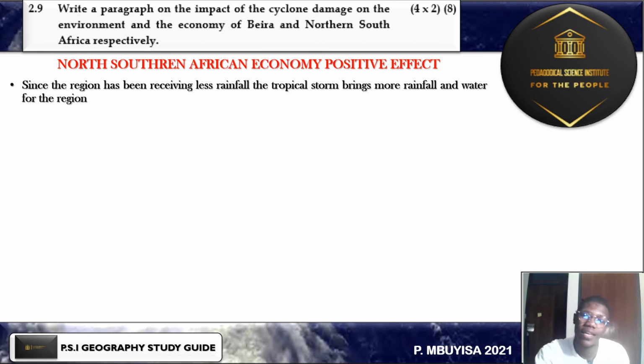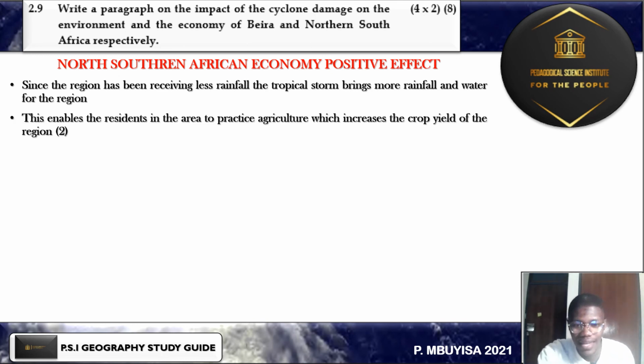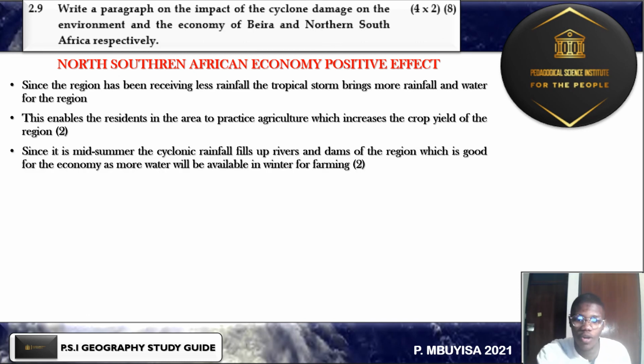Since the region, according to the article, has not been receiving enough rainfall, this storm is going to bring more rainfall and water for the region. And this enables the residents in the area to practice agriculture, which increases crop yield of the region, which is good for the environment and the economy, of course. And since it is midsummer, the cyclonic rainfall fills up rivers and dams of the region, which is good for the economy, as more water will be available in the winter season for farming.